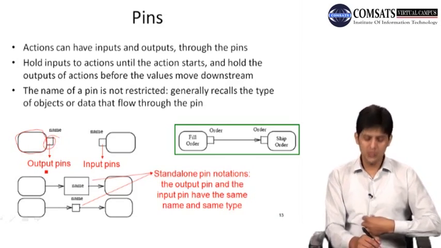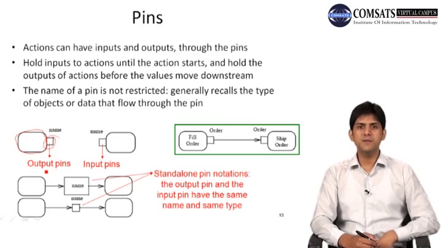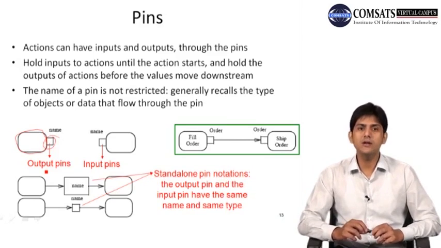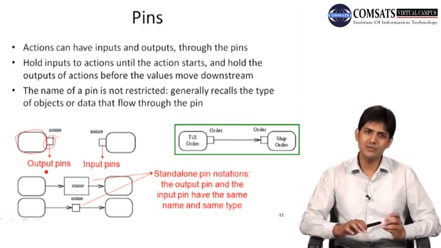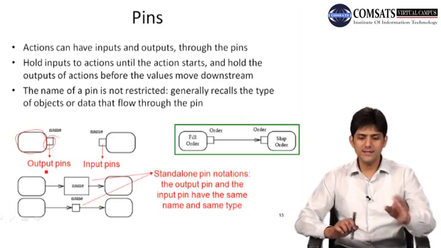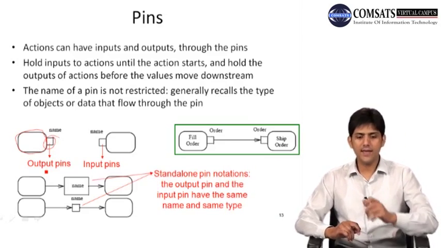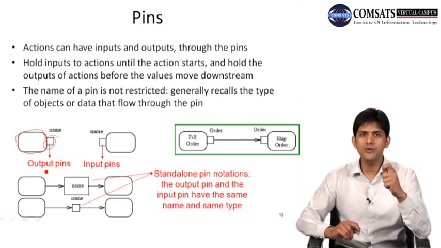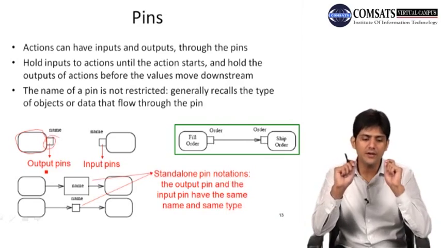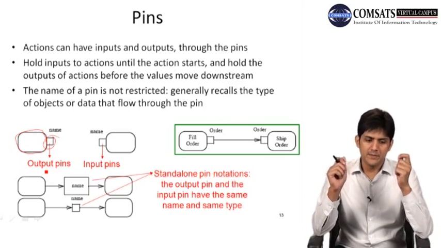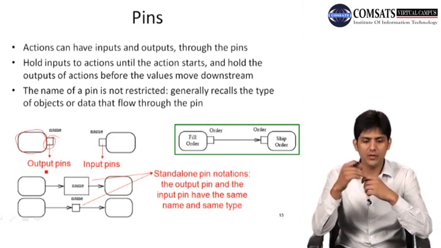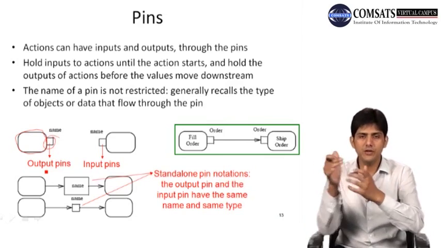So what are these pins for? These pins basically store the values or the data or the control information that is being passed to the next activity. So let's go through what we have written in the slide: actions can have inputs and outputs, and these are basically through these pins. So you can call them the interfaces between different actions. The pins hold inputs to the actions until the action starts, and hold the outputs of the action before the values move downstream.